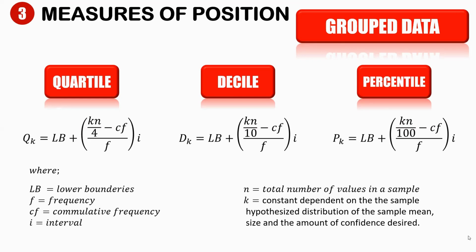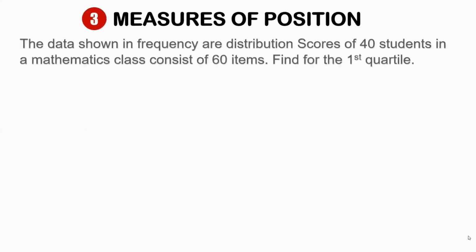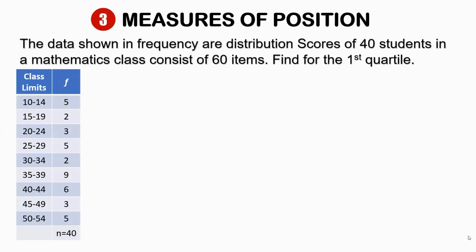Now, let's take a look at the grouped data for measures of position. These are the formulas for the quartile, decile, and percentile. For us to have a deep understanding of how we're going to use these formulas, let us have an example. The data shown in the frequency distribution are the scores of 40 students in a mathematics class, which consists of 60 items, and we are going to find the first quartile.